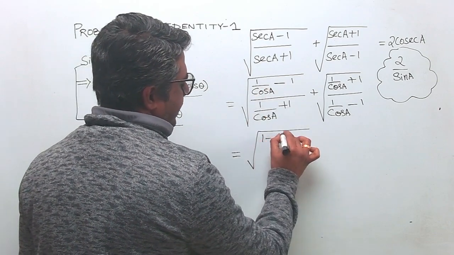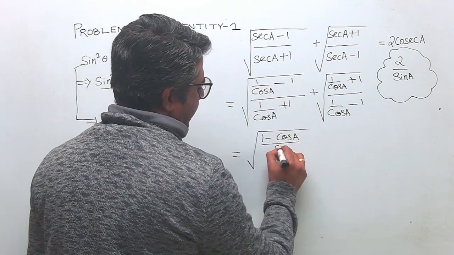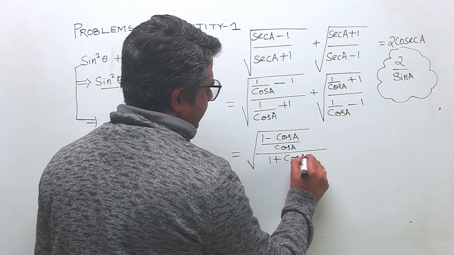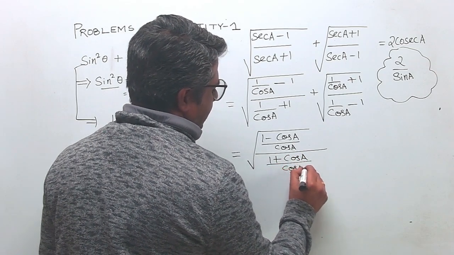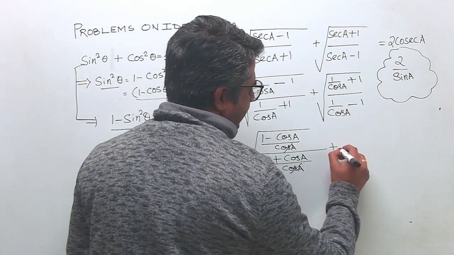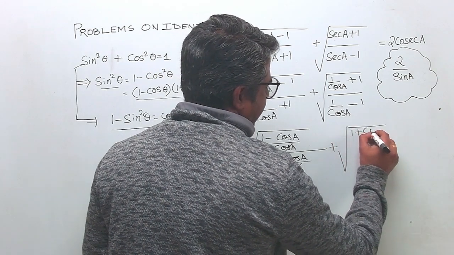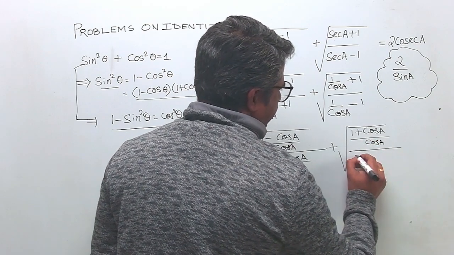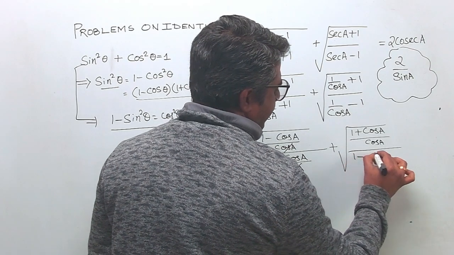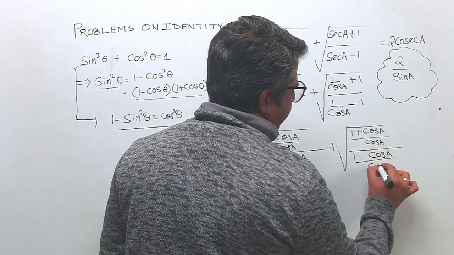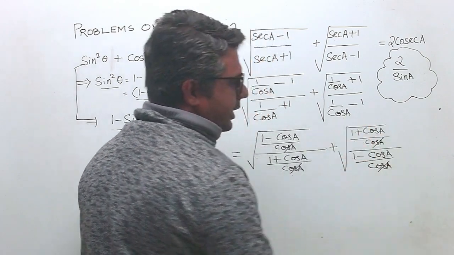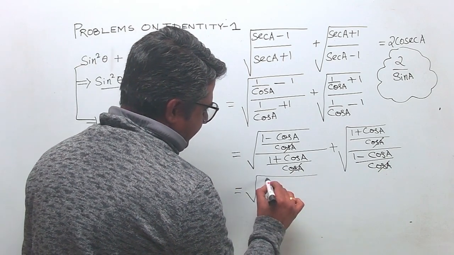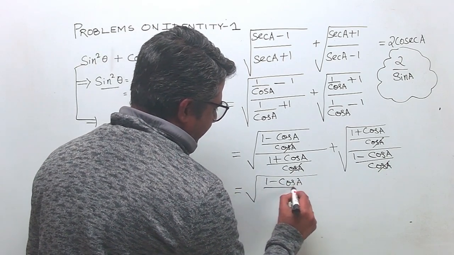Here it is 1 minus cos A by cos A, 1 plus cos A by cos A, right? This cos A and this cos A will cancel out, plus 1 plus cos A by cos A, 1 minus cos A by cos A. Again this cos A and this cos A will cancel out, and see how beautiful looking an expression comes out to be: 1 plus cos A.